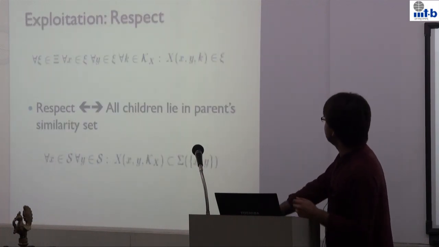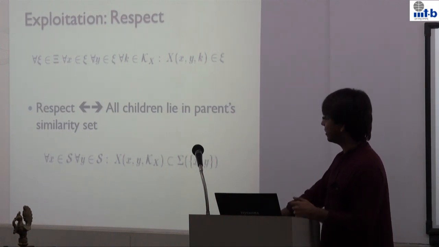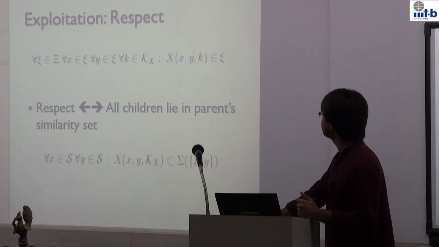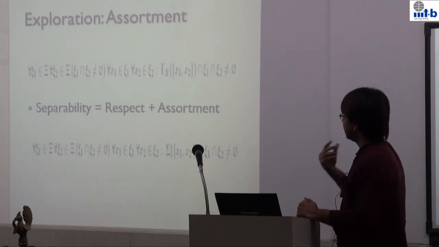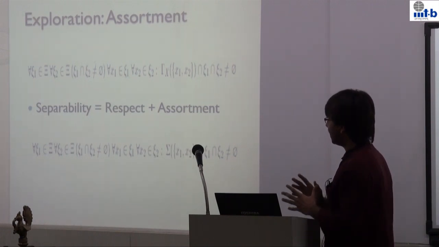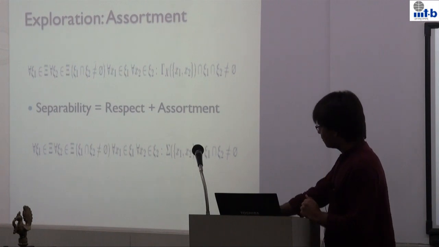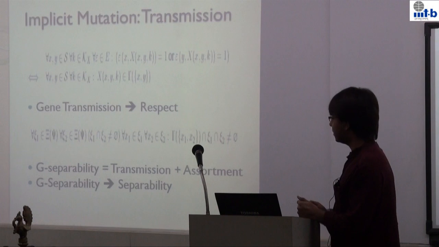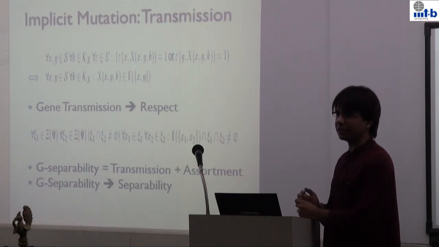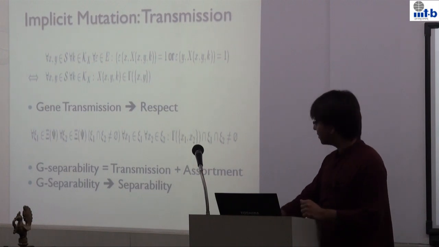So this is the same thing as I said. Respect double implies all the children lie in this parent similarity set. The other thing is, when we consider both respect and assortment simultaneously, that property is known as separability. And when we consider transmission and assortment together, that property is known as G-separability. And if a forma is G-separable, then it is by default separable.